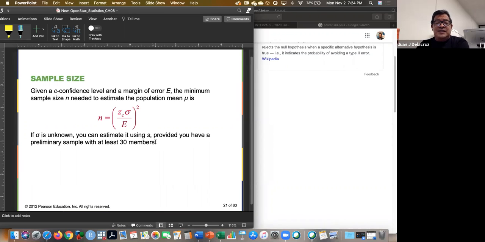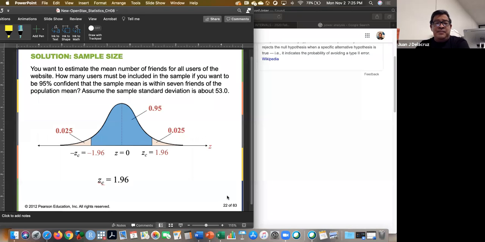the sample standard deviation. I use it if we have more than 30 students. So in this case, we can use those studies for our sample size. So you want to estimate the number of friends for all users of the website. In the first case, remember we used 40. Is 40 a good number? Well, probably not. If you are looking at Facebook, it's going to be a very big number.